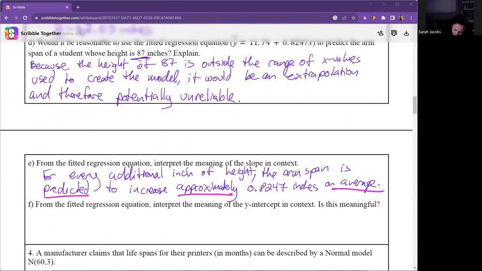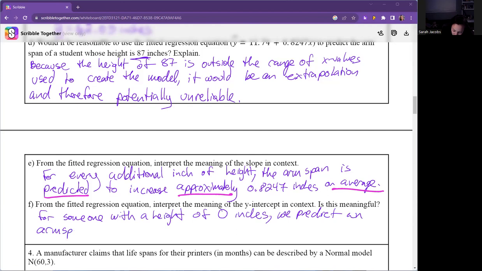For part F, from the fitted regression equation, interpret the meaning of the y-intercept in context. Is this meaningful? So this would be for someone with a height of 0 inches, we predict an arm span of 11.74 inches. Not meaningful.